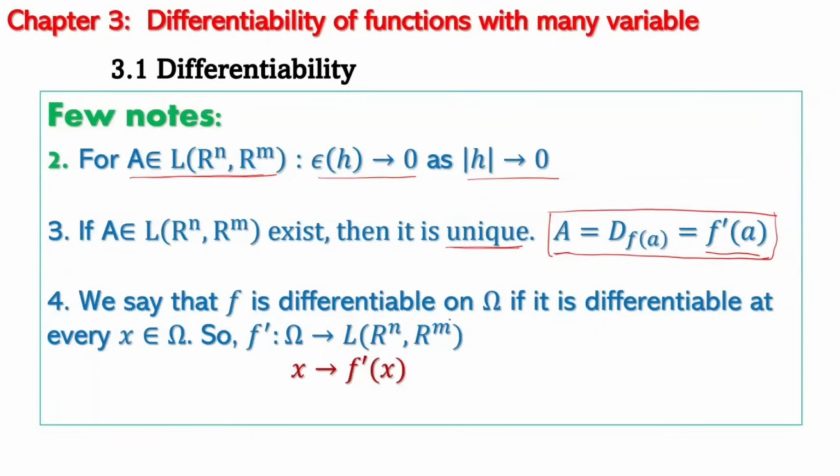Now, f is differentiable on Omega if it is differentiable at every x belonging to Omega. Before, we defined it only at a particular point a; now it is for all points of Omega. Then the new function f' is a function from Omega to the linear maps from R^n to R^m, defined by x mapping to f'(x).